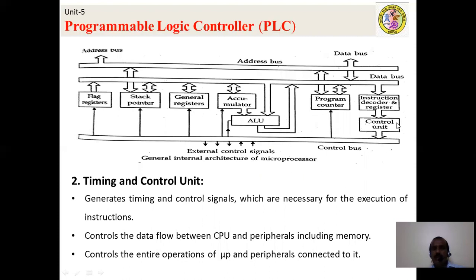Timing and the control unit. It generates timing and control signals which are necessary for the execution of the instructions. It controls the data flow between CPU and the peripherals, including the memory. It controls the entire operations of a microprocessor and the peripherals connected to it.